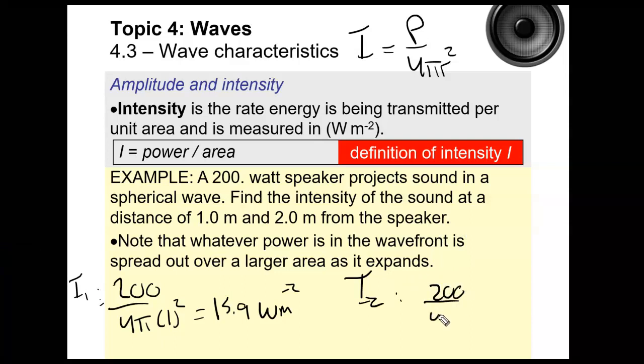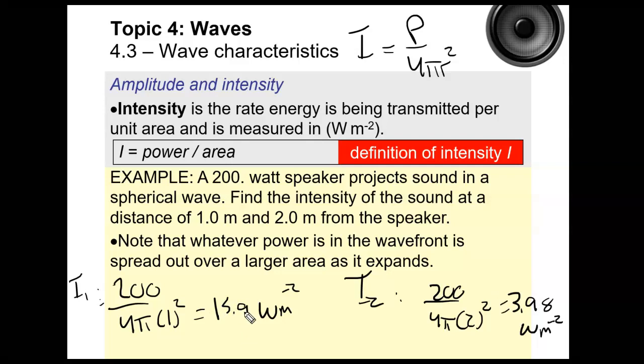200 divided by 4 pi times 2 squared. Again, I plug into my calculator, 200 divided by 4 pi times 4, and I get 3.98 watts per square meter. Okay, which you can just visually see is about a quarter of the original intensity.